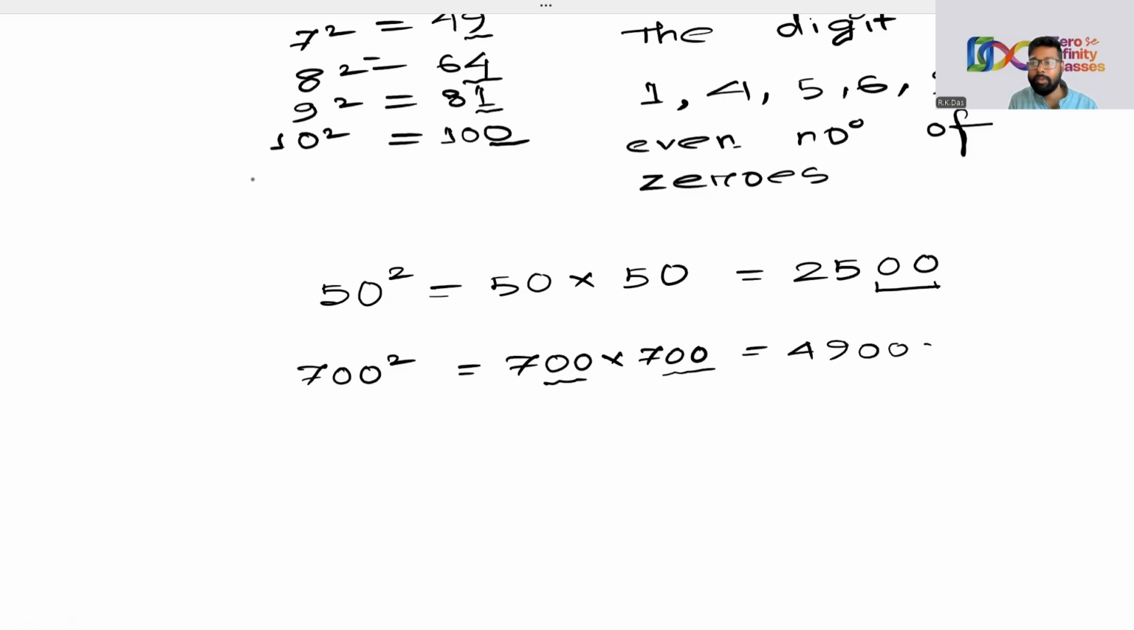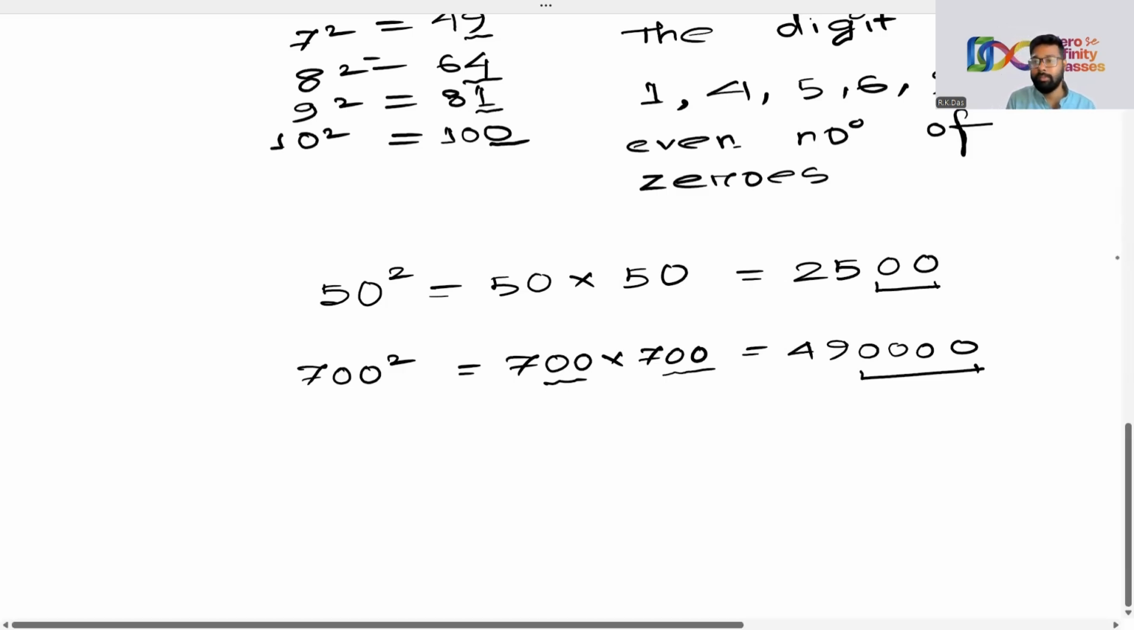That means here we will have four zeros at the end. So we can see clearly that if a number is a square number, it must have an even number of zeros, such as 2, 4, or 6 zeros. And a square number always ends with 1, 4, 5, 6, 9. Again, I'm repeating: 1, 4, 5, 6, 9.